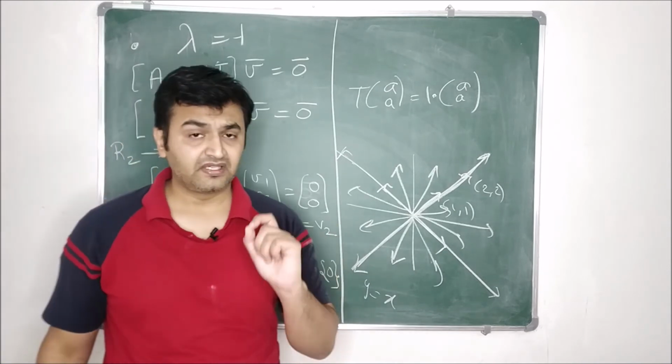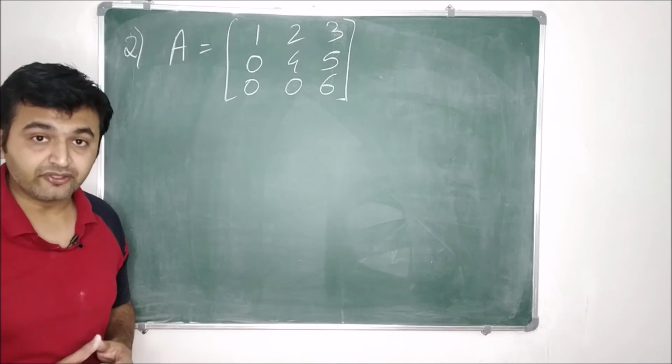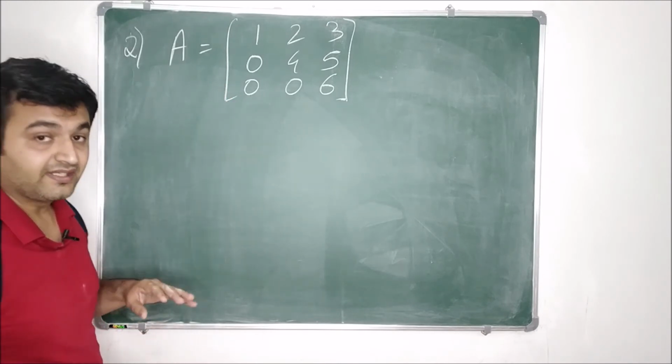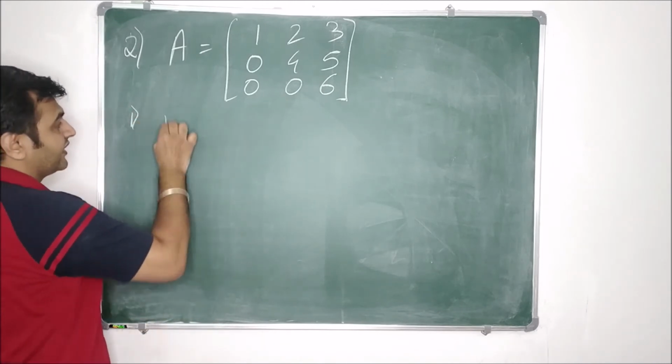Okay, now let me take one last example. So now this is a second example. Now here a matrix is directly given to you. And the first step is you have to find the eigenvalues, or the first step is you have to find the characteristic polynomial. Okay, so P of lambda.